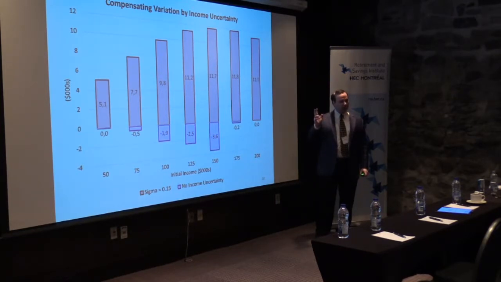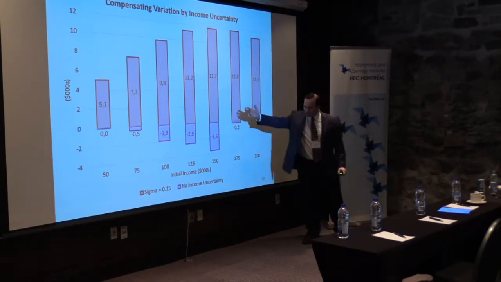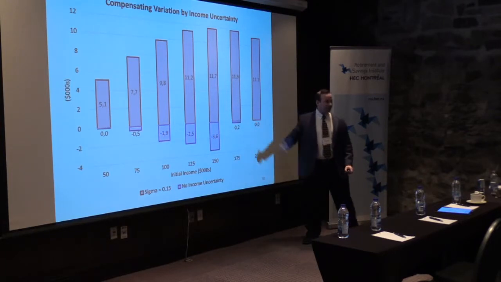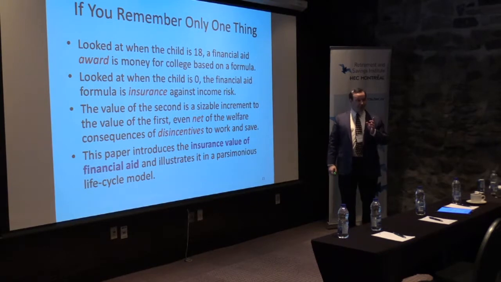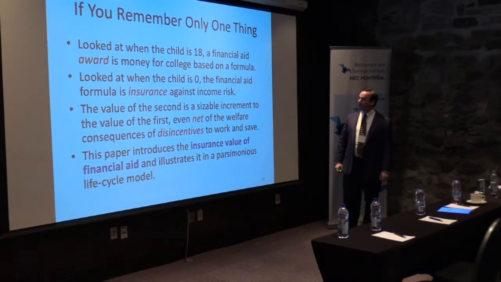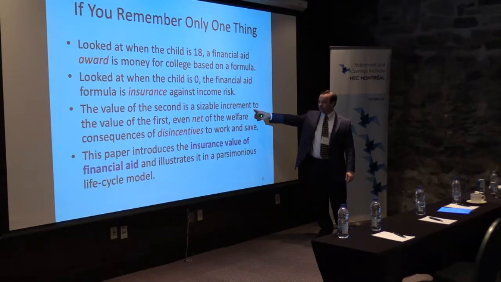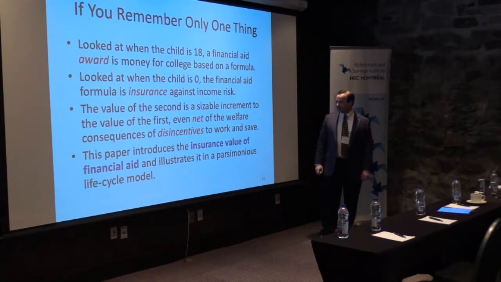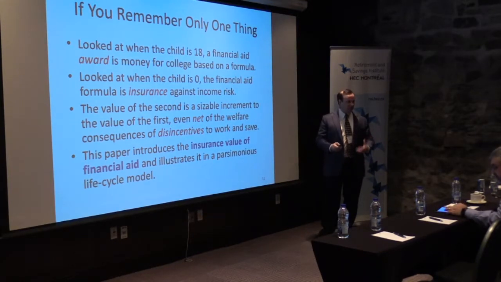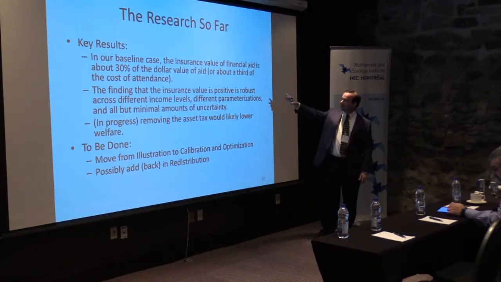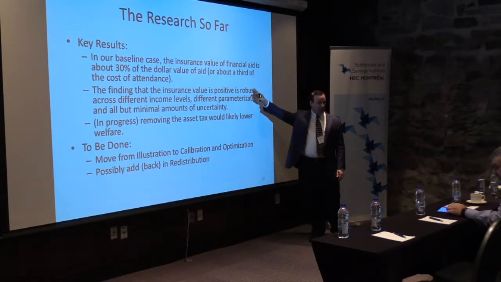Okay, so if you wanted a notion of what the gross insurance value of financial aid is, you would stack the two bars, but that's very imprecise, because it's two different parameterizations. And so I always put this in my presentations. If you remember only one thing, which is not a how-to guide, but just a form of insurance, I guess: looked at when the child is 18, a financial aid award is just money for college. Looked at when the kid is 3 weeks old, the financial aid formula is insurance against subsequent income risk. And the point of the paper is to show that the second is a sizable increment to the value of the first, even net of the welfare consequences of disincentives to work and save. And so that's what I mean when I say this is the insurance value of financial aid. So the case that I highlighted suggested that the insurance value is 30% above and beyond the dollar value because of the way that it's delivered.